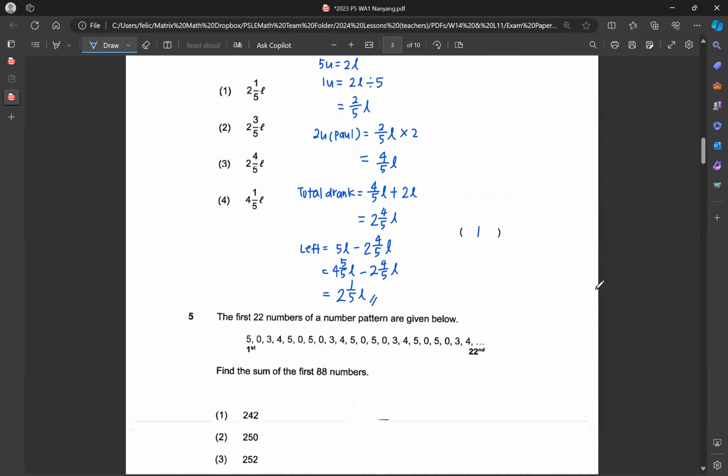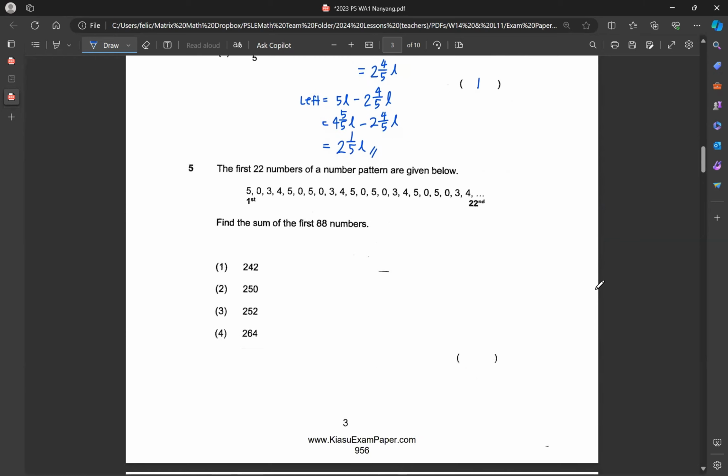Okay, let's move on to question 5. In question 5, we see a string of numbers here, and they say the first 22 numbers is a number pattern. Pattern means there will be a repeating set of objects or numbers that always repeats in the same sequence. Find the sum of the first 88 numbers. For this kind of question, we have to apply this thing called the grouping concept. So apply your grouping concept to solve this.